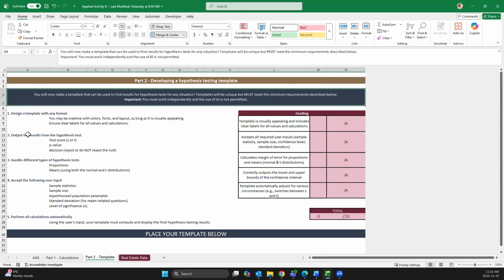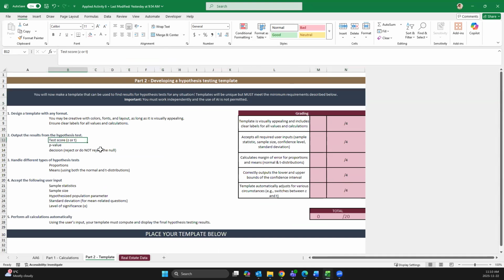The purpose of the template should be to calculate the test statistic. It could be a Z or T score, the p-value, and the decision. You don't also have to include the critical values. You can just make a decision using the p-value because otherwise it will get quite complicated. It should be able to work for different types of hypothesis tests, including proportions, means using the normal distribution, and means using the t-distribution, just like your confidence interval template had to work for all three situations.